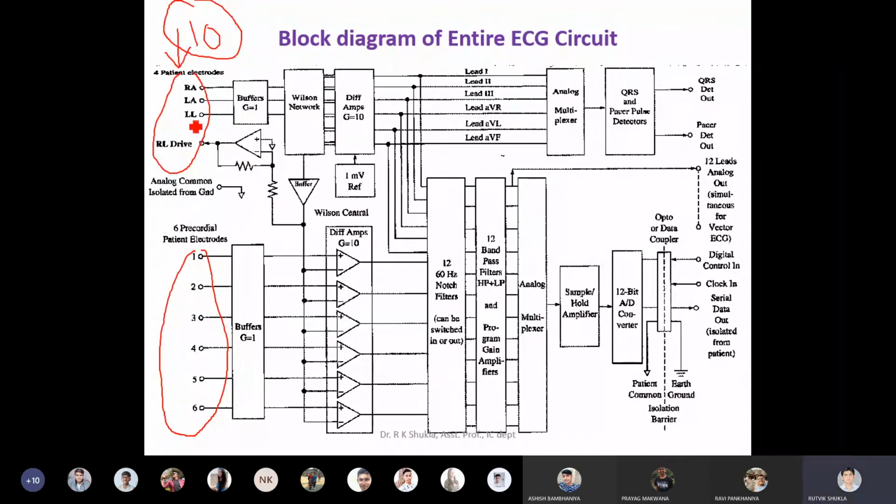Here the signal coming from the leads goes to the buffers. Then there is a Wilson network. The Wilson network is generally provided for getting a common terminal. Then we have differential amplifiers with a gain of 10. Here you can see on the output side, this is very, very important.